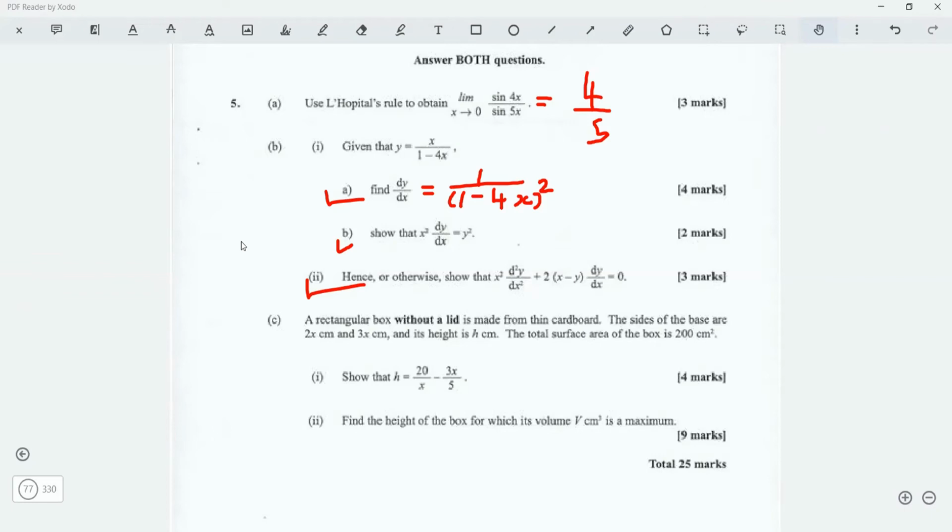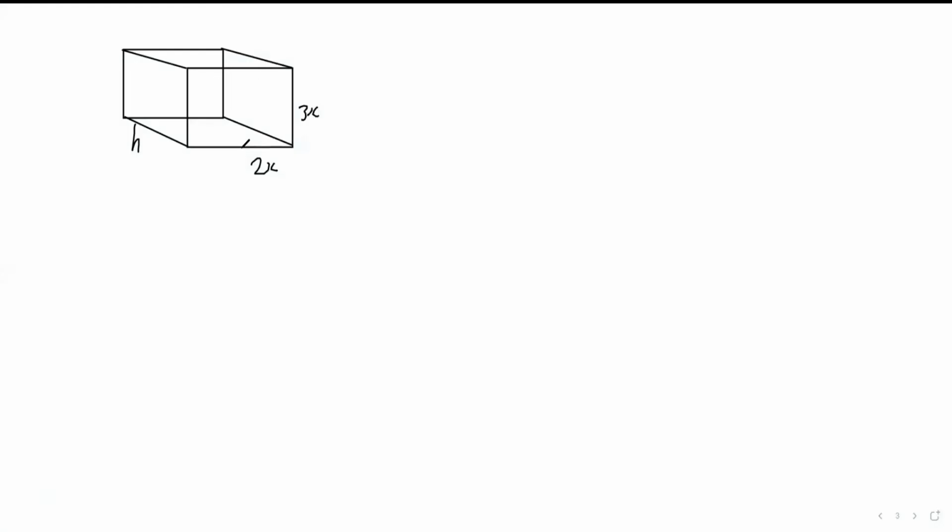They tell us the total surface area is 200. Show that h is this. So Marika, they tell us that the total surface area of the box is 200. Now Marika, remember, the top of the box is open. So that means nothing is included up here, because that part is open, right? So now we find the top area.